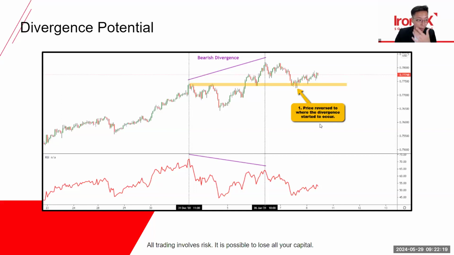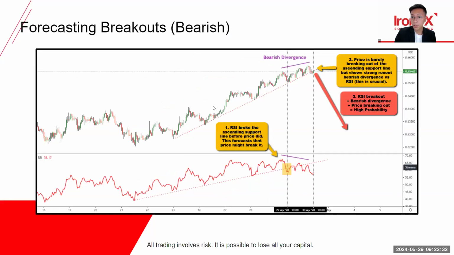This was something that I didn't know as well. I actually realized that it does come down to the level where the divergence started from. This is just a fun fact for you guys to know.